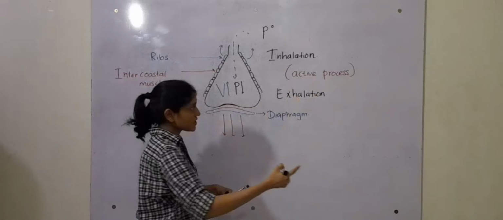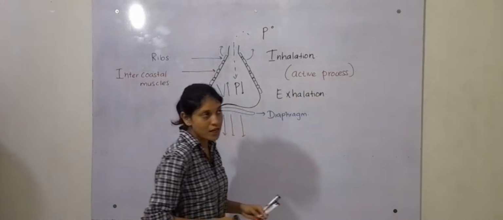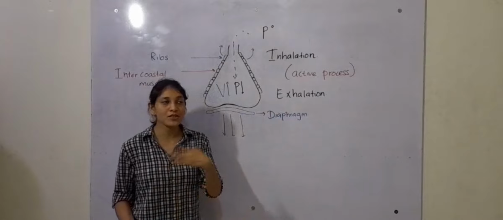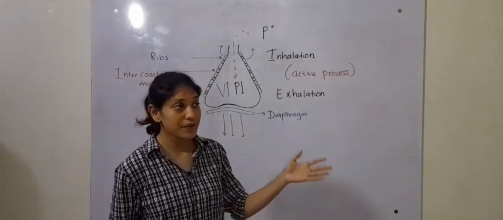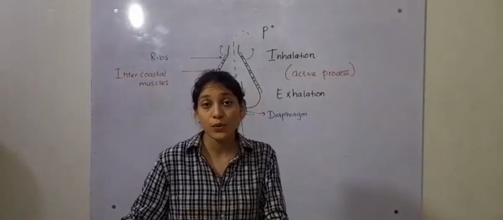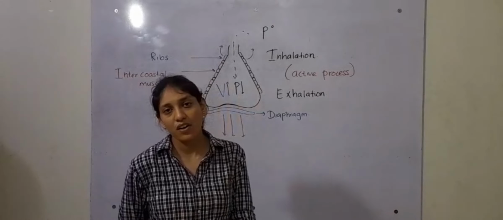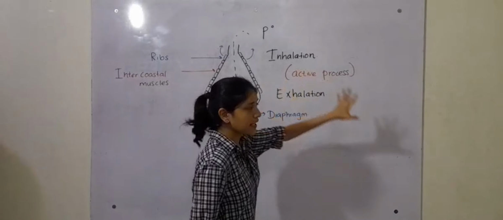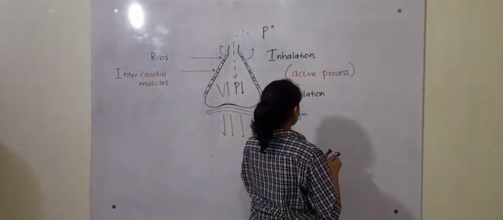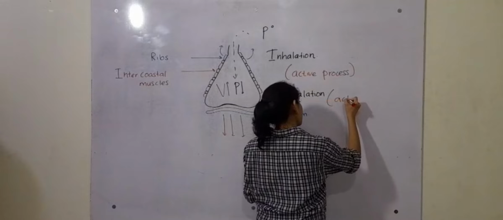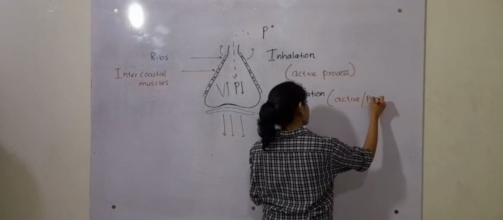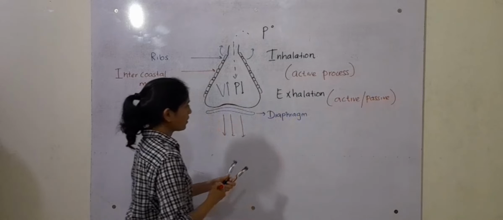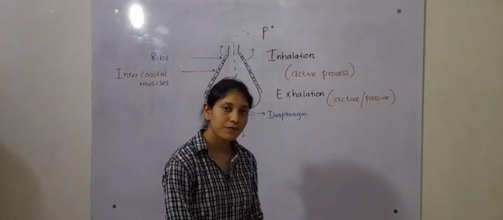So this exhalation can be an active process or a passive process. If the person is at rest, exhalation will be a passive process, that means no energy is consumed, understood? But if the person is, for example, doing exercises, then exhalation will be an active process. So normally exhalation can be active or passive. So what happens during exhalation, people?